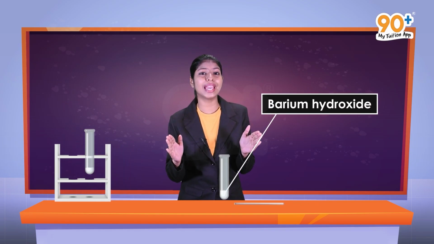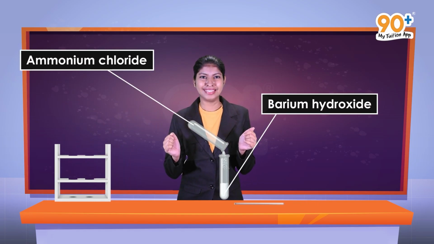Friends, here I have barium hydroxide in a test tube. To this, we can add ammonium chloride. Now let's mix it thoroughly using a glass rod. Let me touch the bottom of the test tube using my palm. Oh, it's really cold. Why did it become cold? We can say that it is due to the absorption of heat. So we can say this reaction is an endothermic reaction.